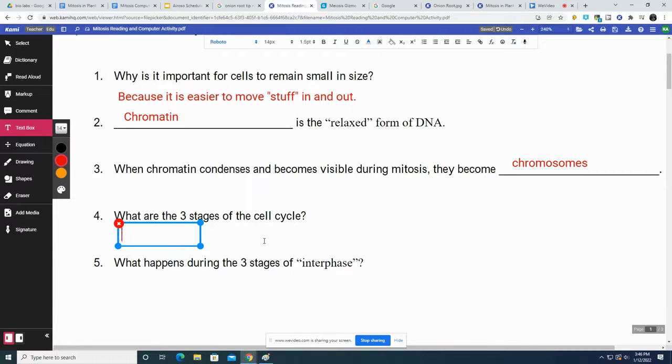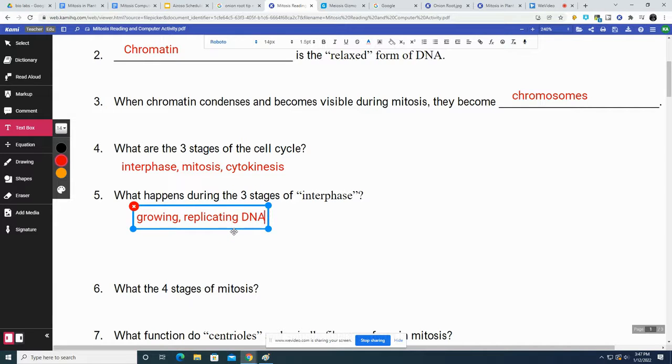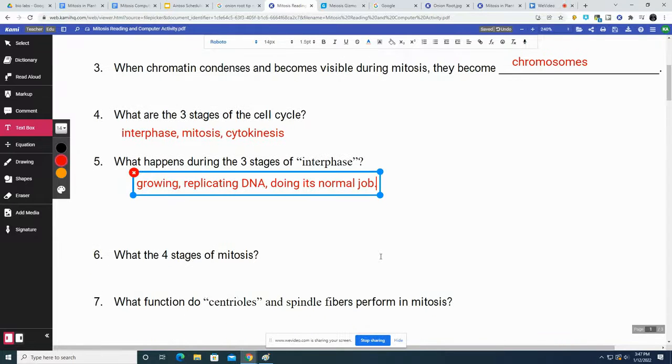4, what are the 3 stages of the cell cycle? Cells can be in interphase, they can be in mitosis, or cytokinesis. 5, what is the cell doing in interphase? Well, the cell is growing. It's replicating DNA. So it's making a copy of its DNA. And it's just doing its normal job. So whatever that cell is, if a blood cell, its job is to carry oxygen. If it's a white blood cell, it's to fight pathogens like bacteria.